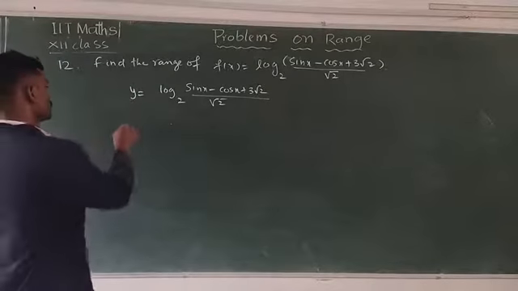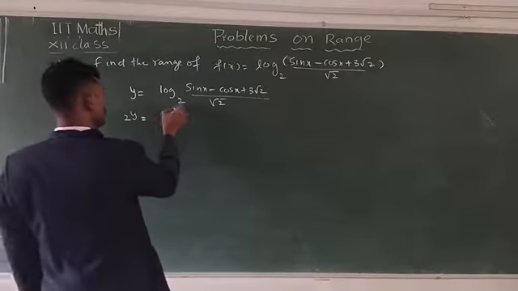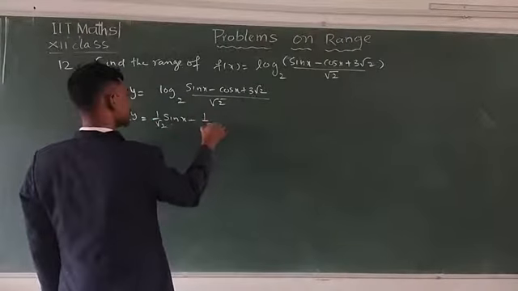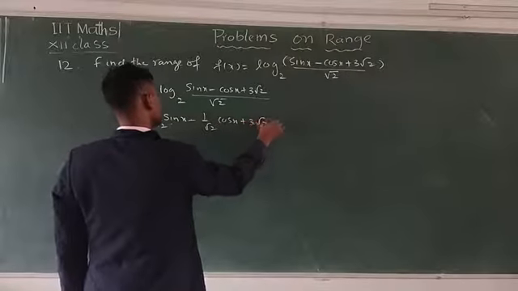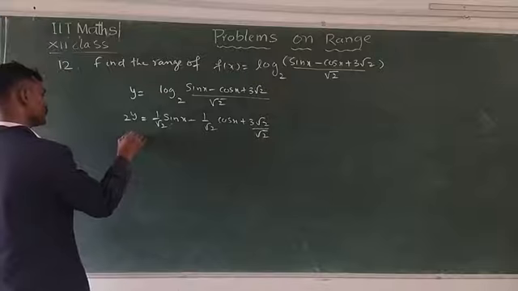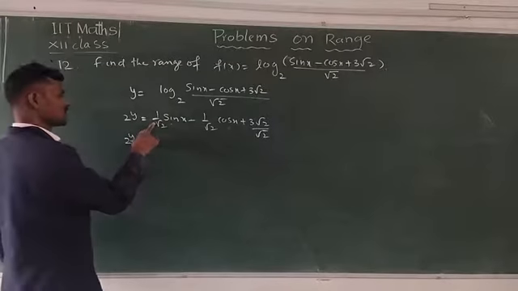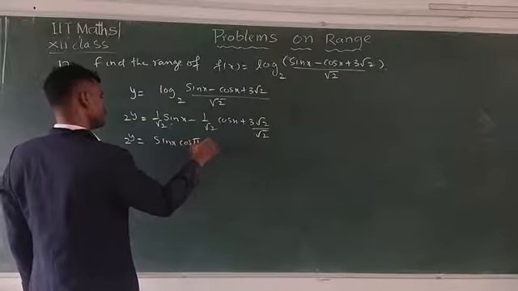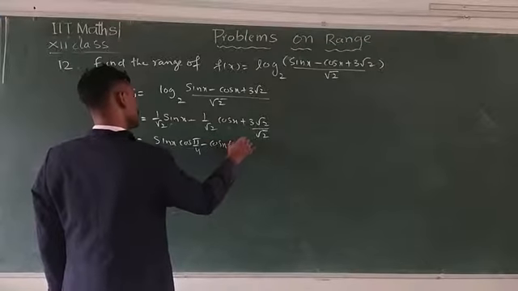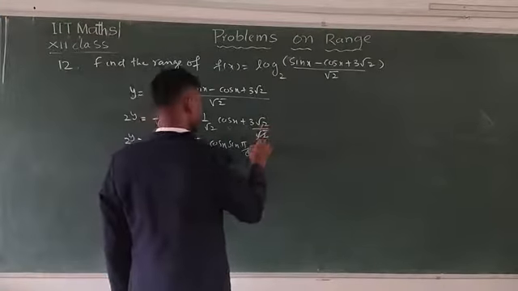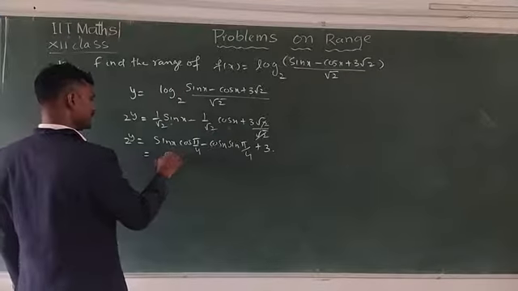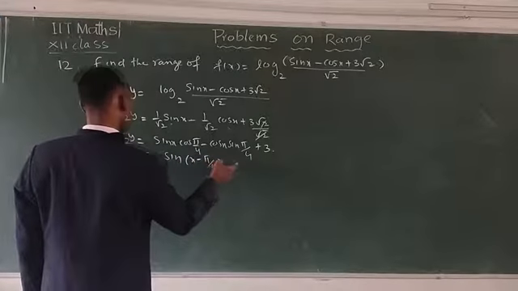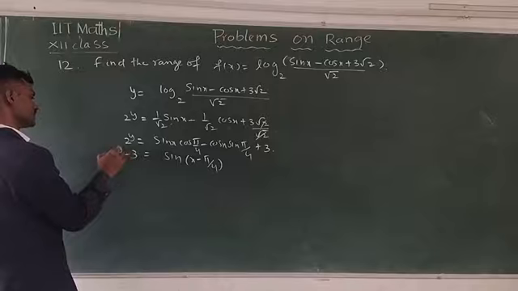Now this is written as 2^y = (1/√2) sin x - (1/√2) cos x + 3√2/√2. Here 1/√2 is cos 45 degrees, so 2^y = sin x cos(π/4) - cos x sin(π/4) + 3. Since sin a cos b - cos a sin b = sin(a - b), the 3 goes to this side: 2^y - 3 = sin(x - π/4).